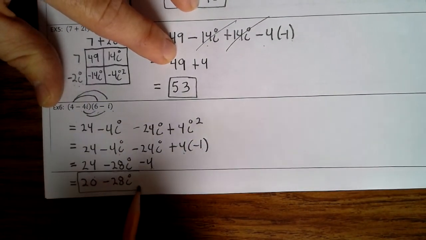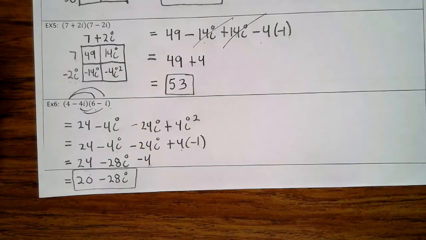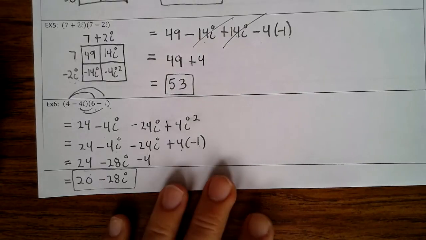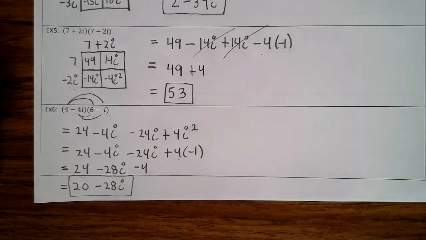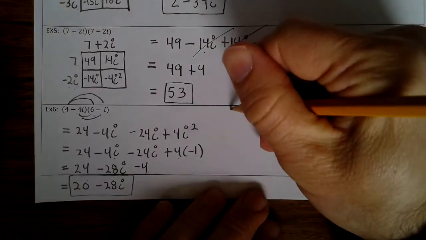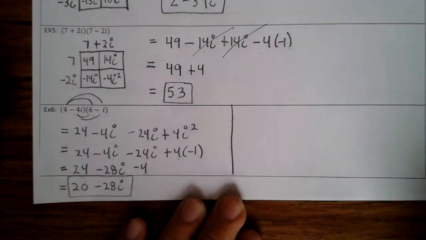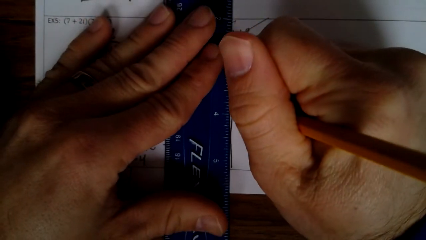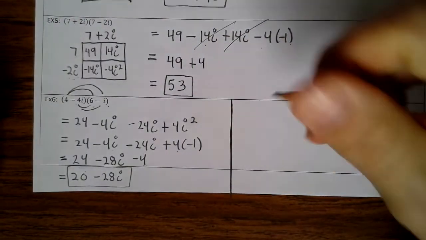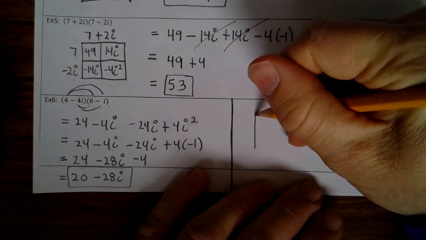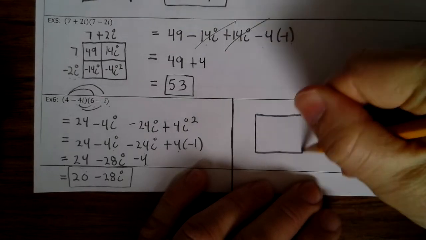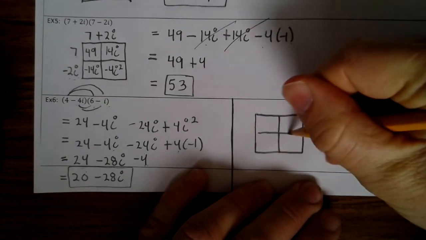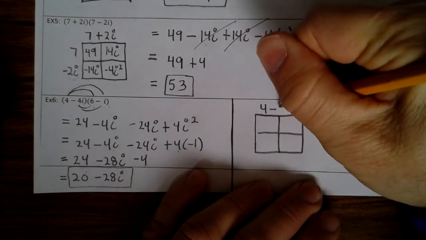All right. So I did FOIL, but let me also do the box method, for those of you that really want to see this with the box method. You would do it this way. 4 minus 4I, 6 minus 1I.